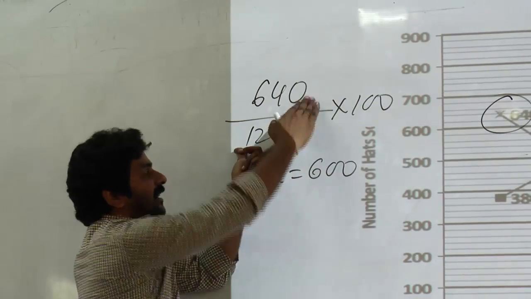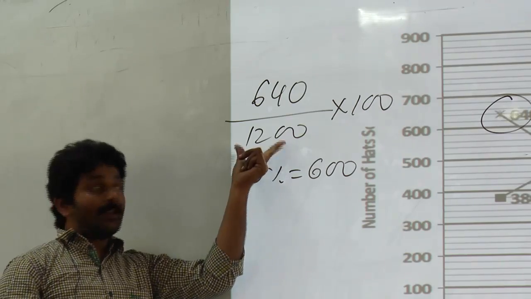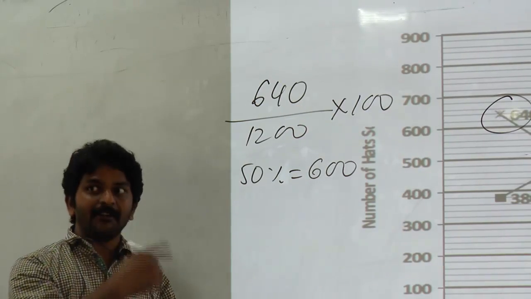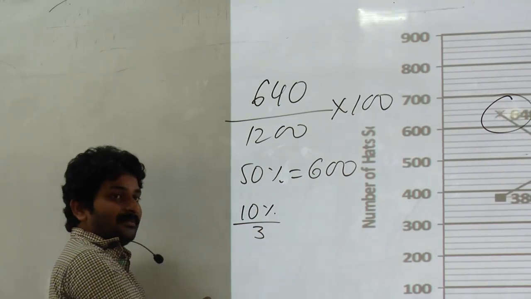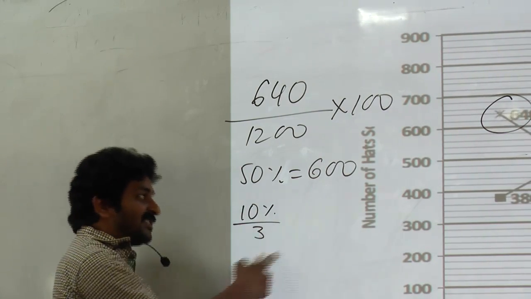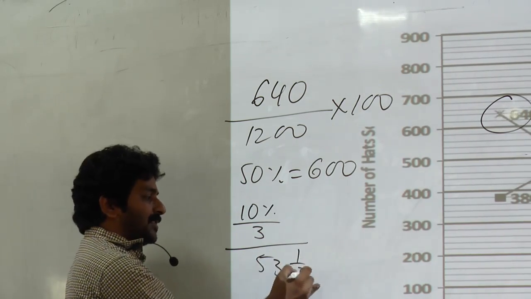640 is how much more than 600? 40. So 10% is 120, and 40 is 1/3 of 120, so your answer is 10% by 3, which is 3 1/3%. Answer is 53 1/3%.